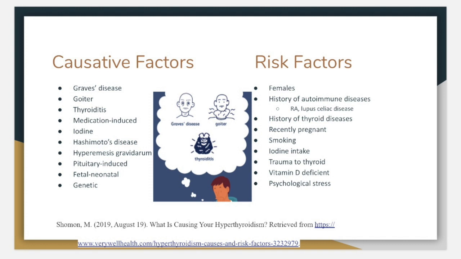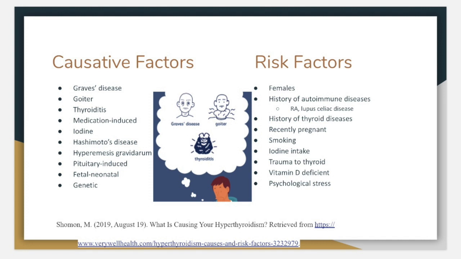Next is hyperemesis gravidarum, which is when the disease causes nausea and vomiting, and women have slightly higher thyroid hormone levels with this disease. Next is pituitary-induced. The pituitary is the main gland that secretes hormone to cause other glands to secrete hormones, like our thyroid, and that can be caused by a tumor or a gene mutation. Next is fetal neonatal, and this is caused by the mother having Graves' disease or a history of Graves' disease and passing it down to the fetus.